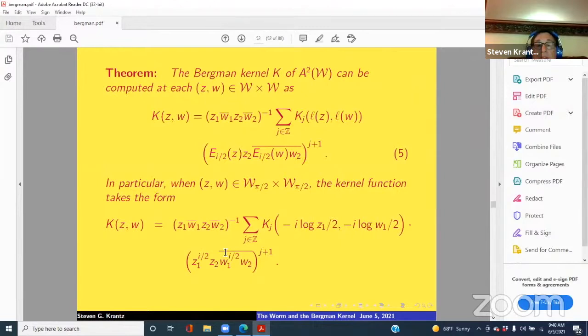And now we have a statement about the Bergman kernel of W. And it is that the Bergman kernel looks like Z1W conjugate, Z2W conjugate reciprocal. We've seen this before. Summation of the KJs applied to little l of ZL of W. And then these expressions in the capital E's, which you saw defined just a few moments ago. In particular, when Z comma W is in this product domain, the kernel function takes this form. So this is just writing out more carefully what the kernel function looks like.